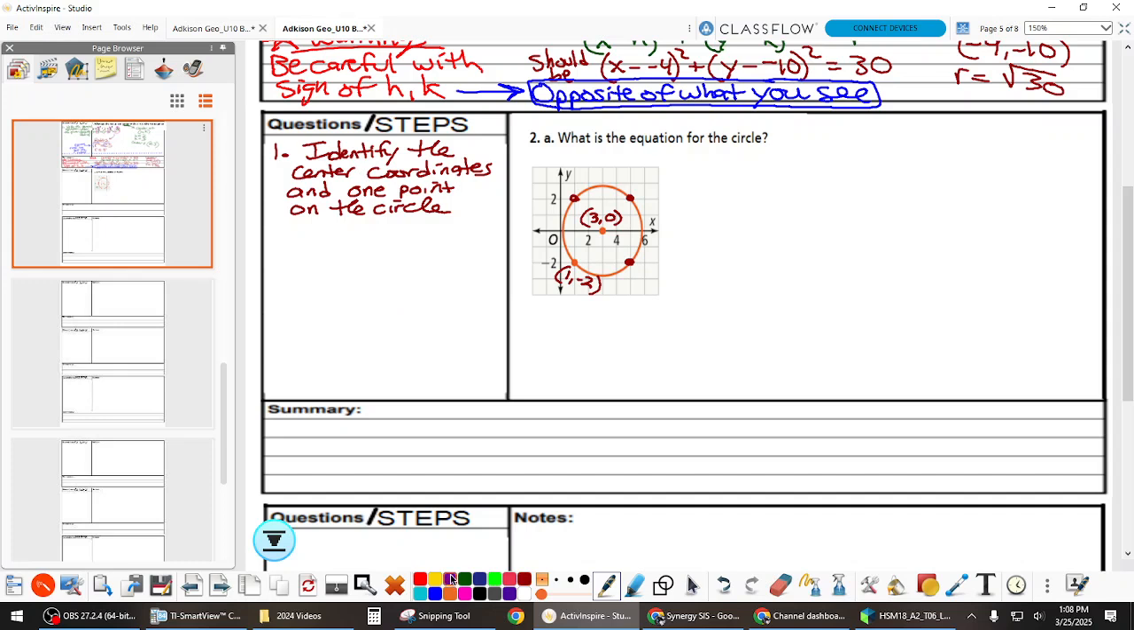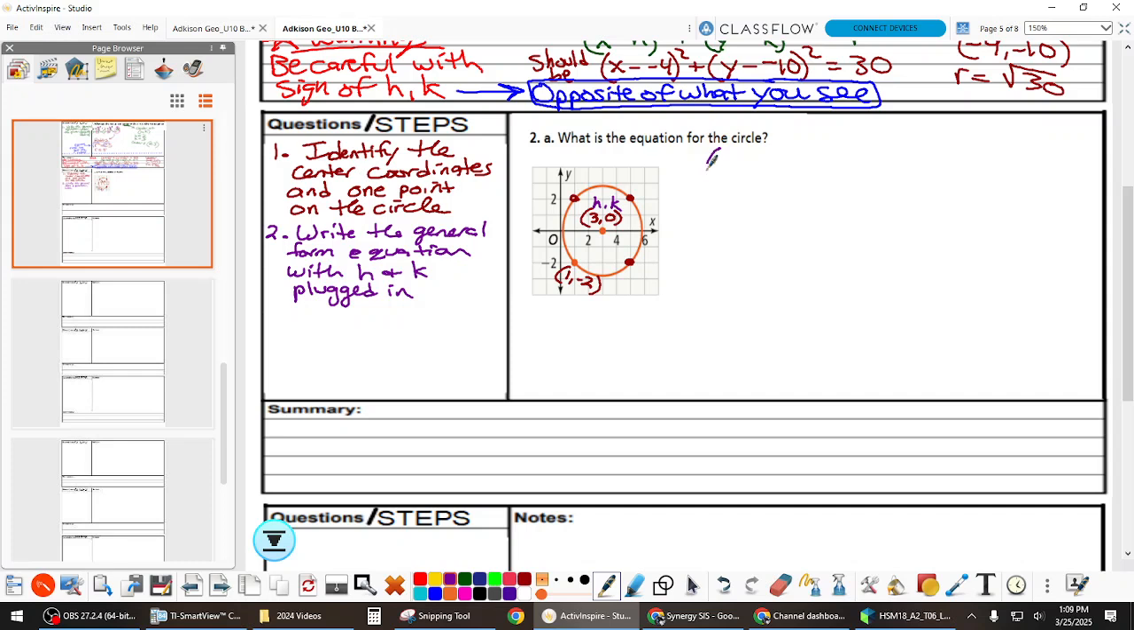All right, step 2. Write the general form equation with h and k plugged in. What are h and k? 3 and 0, yeah. Okay, so it's h, k. It's always the center.